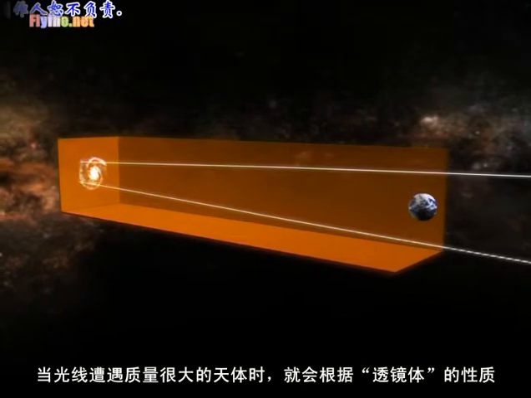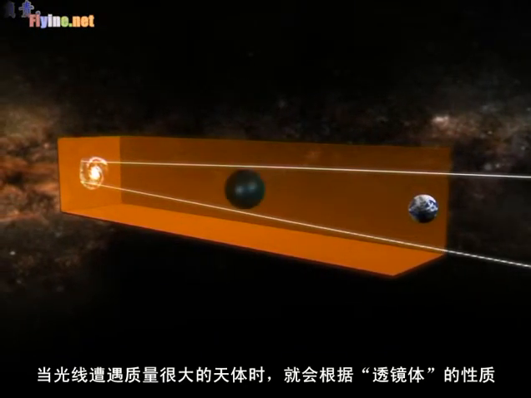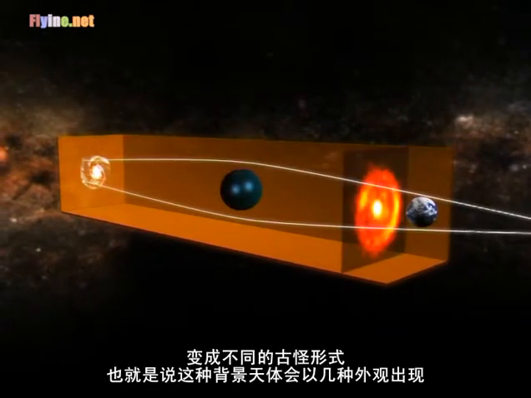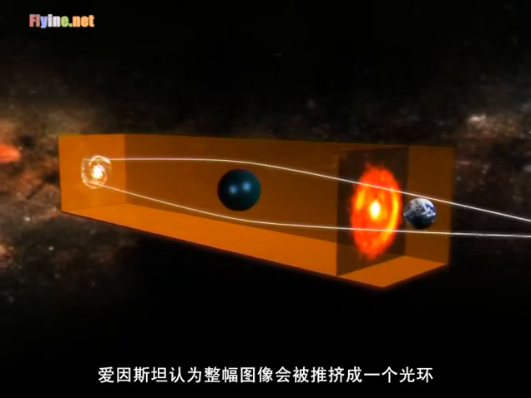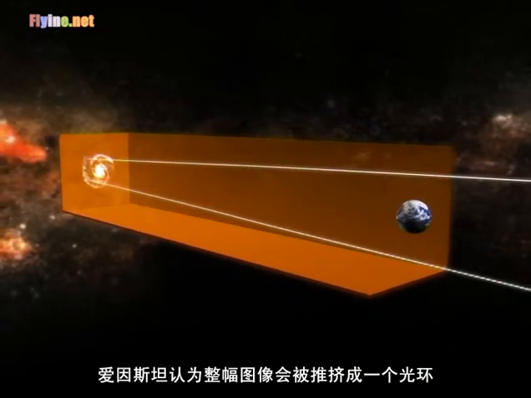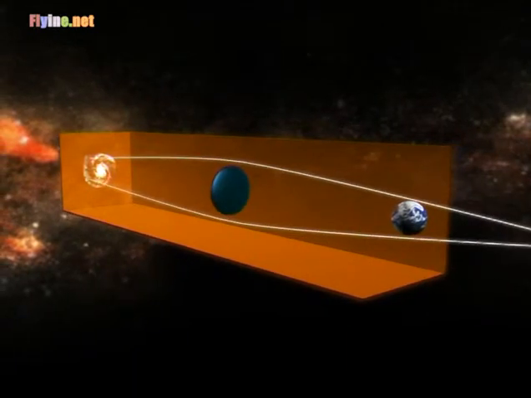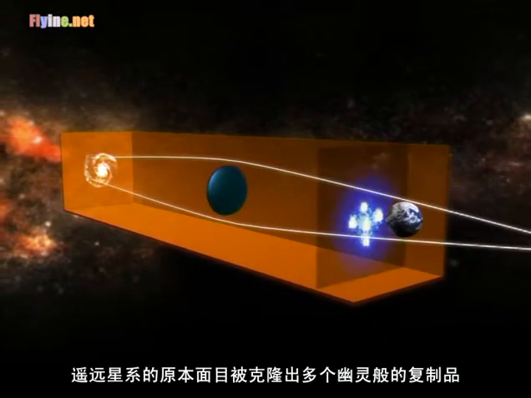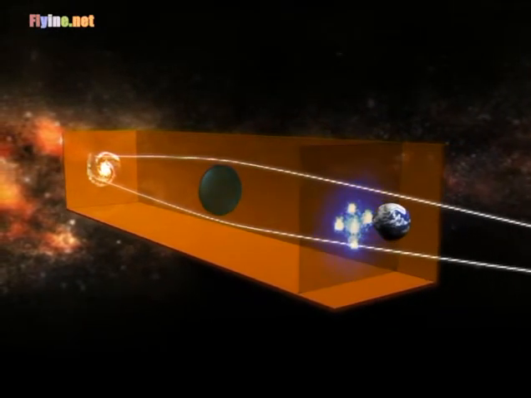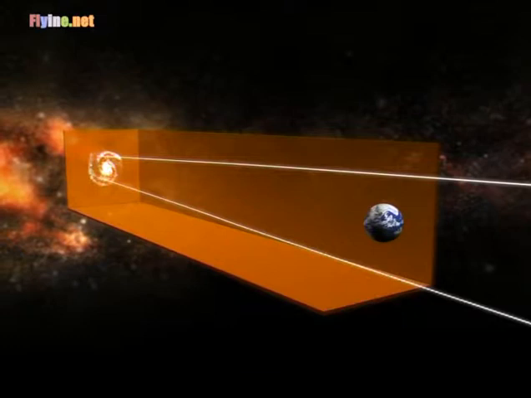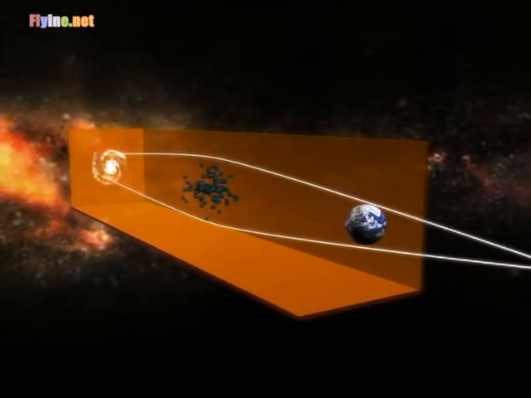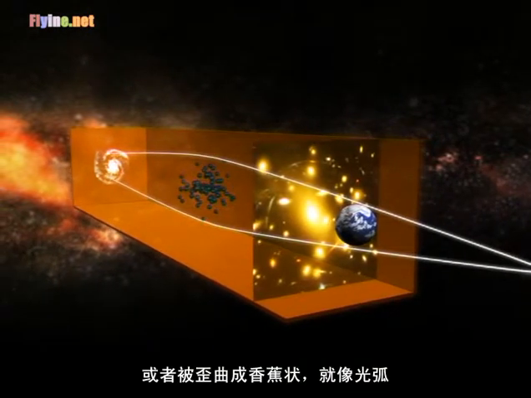The weird patterns that rays of light create when they encounter a weighty object depend on the nature of the lensing body. Thus, the background object can appear in several guises. Einstein rings, where the whole image is boosted and squeezed in a circle of light. Multiple images, ghostly clones of the original distant galaxies. Or distorted into banana-like arcs and arclets.